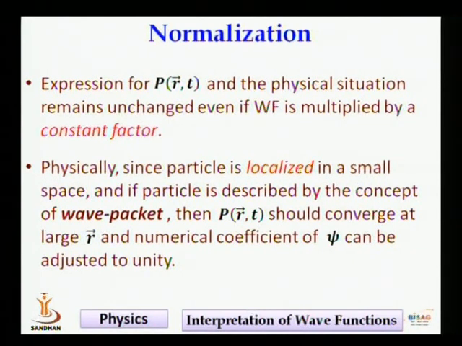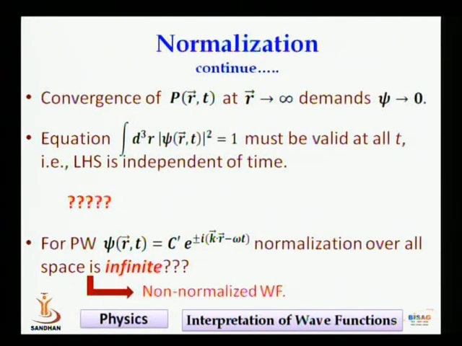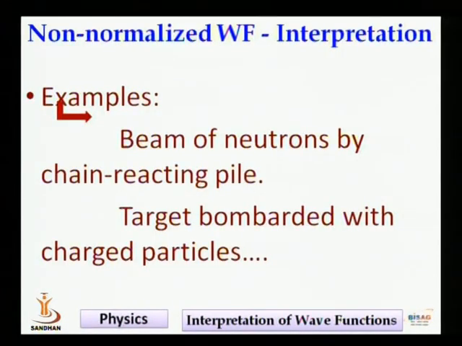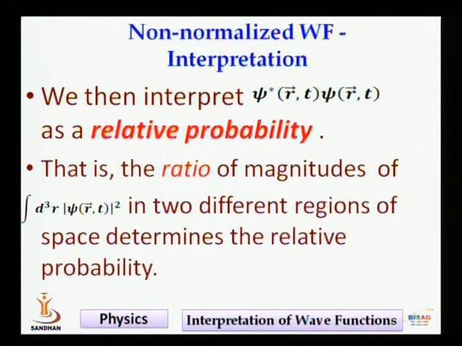But there are certain situations where the probability may not give 1. For example, I have quoted 2 examples. Whenever we come across scattering experiments, or a chain reaction where neutrons are ejected out, these neutrons cannot be treated by wave functions which give the probability 1. Such wave functions for which the normalization is not 1 are known as non-normalized wave functions. Their interpretation is quite different from that of the normalized wave function.